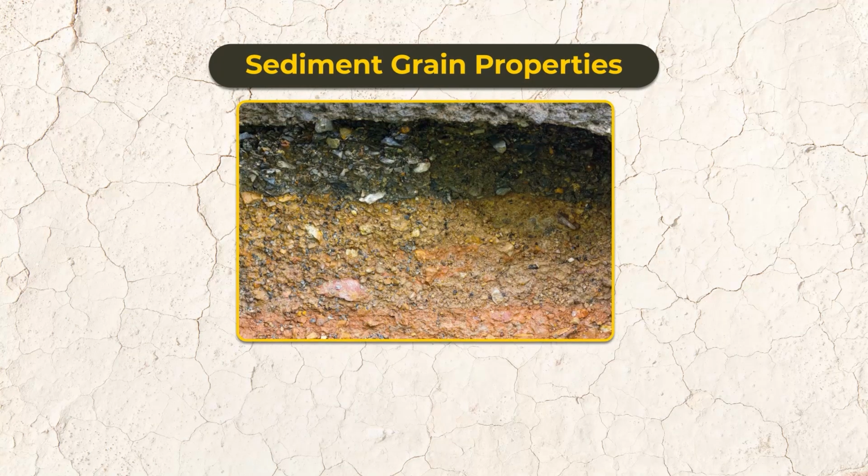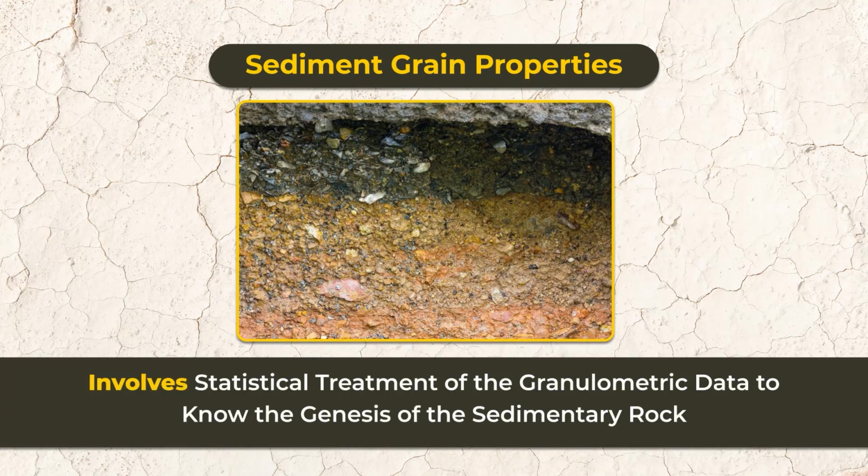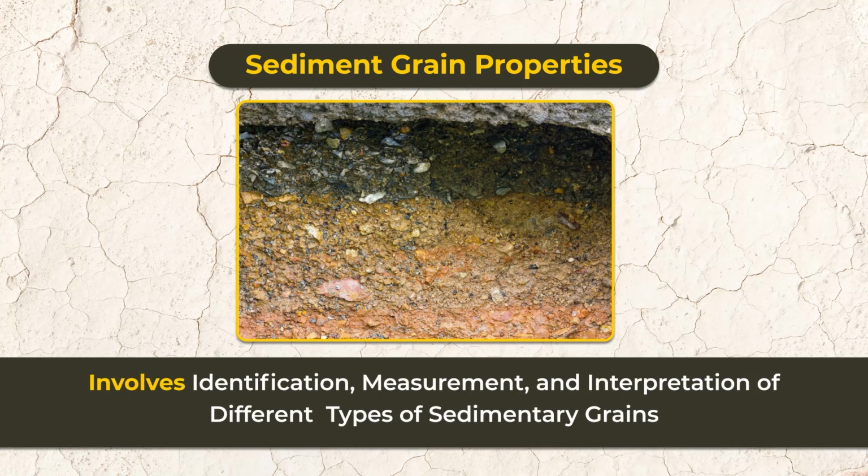Sediment grain properties. This involves identification. That means identifying what mineral it is, whether it is a quartz or a feldspar or mica or iron mineral. Measurement, you have to make the measurements, whether they are long or tall or small or big or round, etc. And interpretation of different types of sedimentation. This also finally involves statistical treatment of the granulometric data.